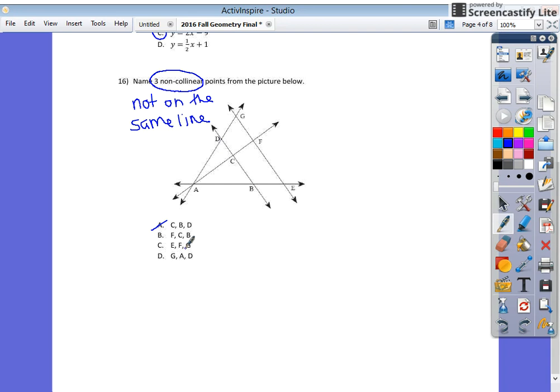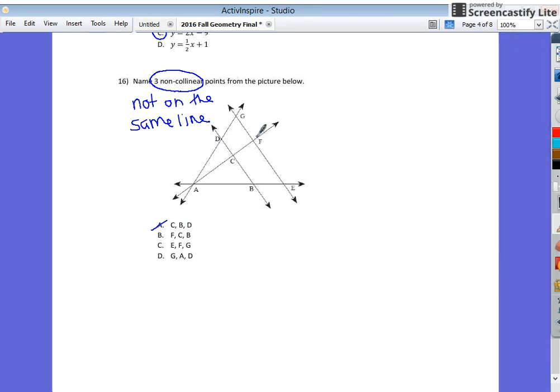If we look at answer choice B, we have F, C, and B. If we look carefully, F and C are on this line, and point B and point C are on this line. So they are not collinear. So B is our correct answer.